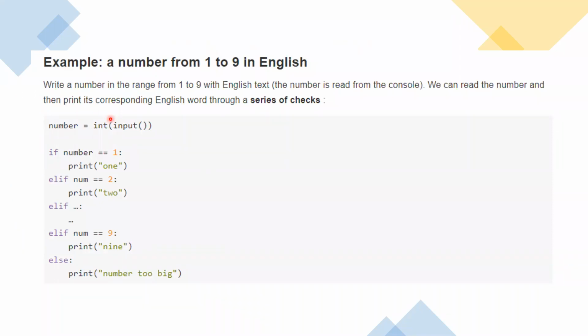So now let's find out how to work with the if else statement. You take a number and check whether that number equals 1, then you print 1. If the number equals 2, then you print 2. So you are following the if else statement here.